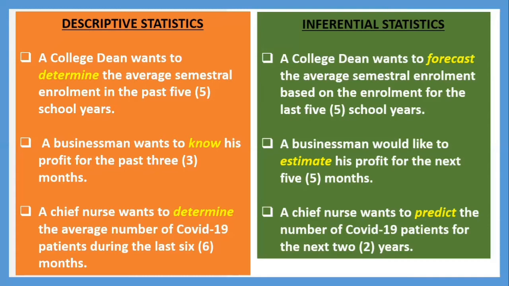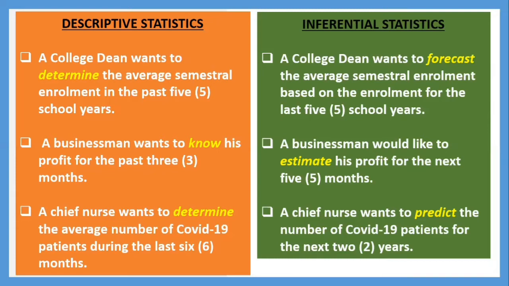In contrary, in inferential statistics, a college dean wants to forecast the average semestral enrollment based on the enrollment for the last 5 years. So meaning to say, the college dean wants to forecast what will be the average enrollment, making use of the historical data for the past 5 school years.